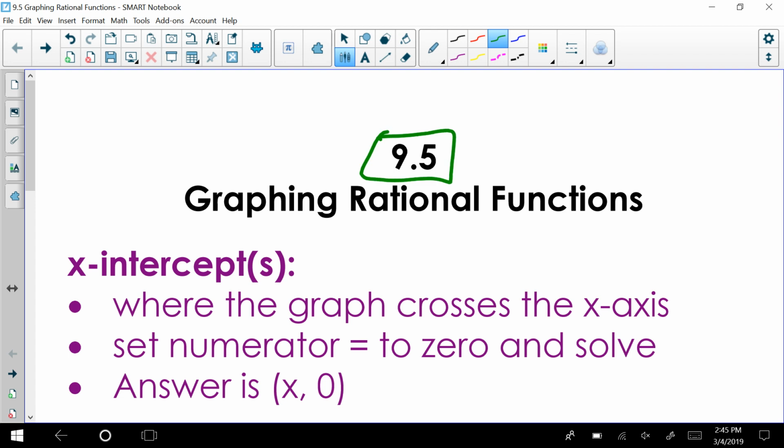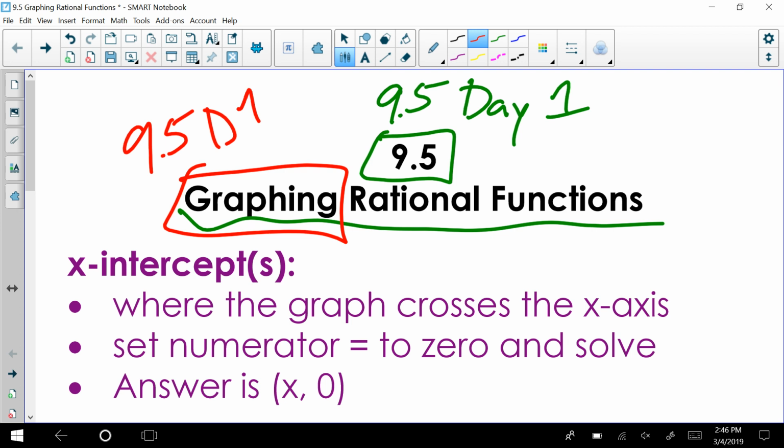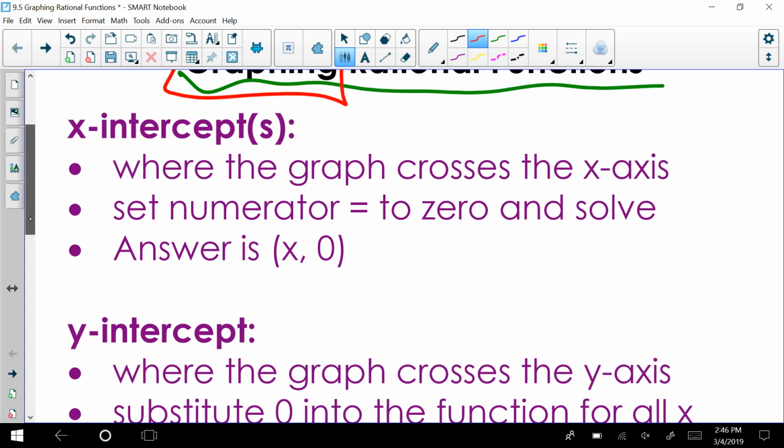Today we are going to be doing 9.5, and this is going to be day 1. We're going to conquer all the little tiny intricacies for graphing rational functions. We are going to do a test over just graphing, so 9.5 day 1, then day 2, then we're going to have a review and test day. As I go through here, you're going to need all these notes down, so you need to pause the video and write down all of these notes.